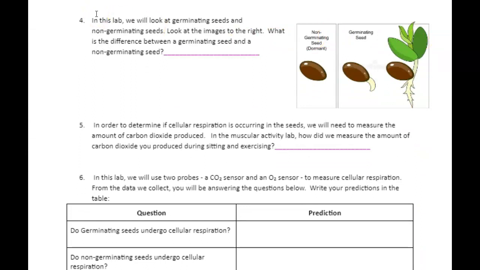Next up, it says we're going to look at germinating seeds and non-germinating seeds. We need to figure out what the difference is between germinating and non-germinating. So you can just go ahead and describe what you're seeing in this picture. It doesn't have to be super correct.